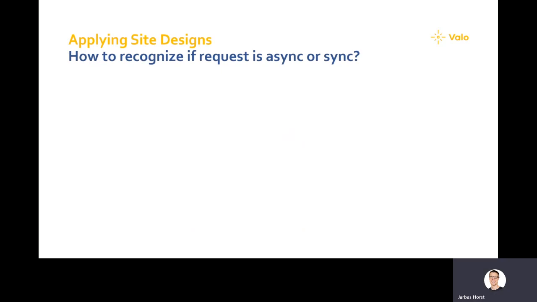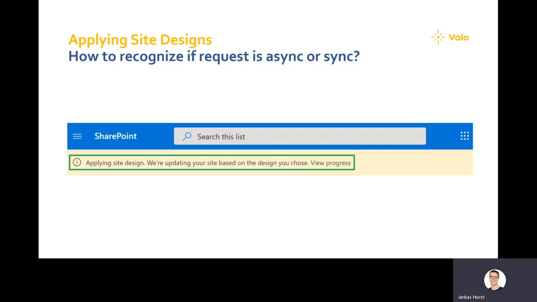Now, how can I recognize if the site design is being applied asynchronously? If you see this yellow bar, it's just for your information. If you see this yellow bar on the top of the site collection, it means that the site design is being applied asynchronously to the site collection.